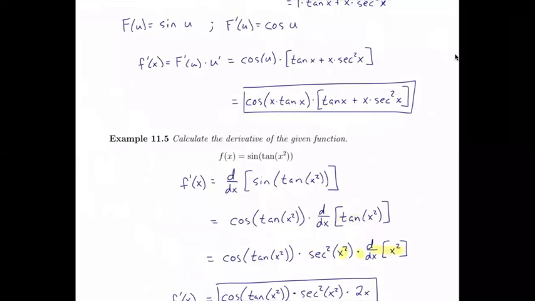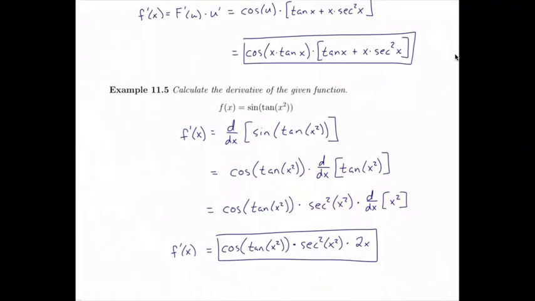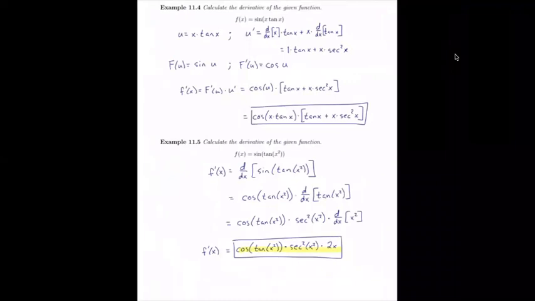So I can keep doing this. I could work 4 layers in if I wanted to, if I had 4 composed functions. In this case, the innermost function is x squared. Then the next layer out is tangent, and the next layer out is sine. So this is actually the chain rule being applied twice. This is the first time, and then this is the second time here. We apply it to that middle layer function, tangent of x squared. And the derivative of x squared is just 2x. So here's our answer to this one.